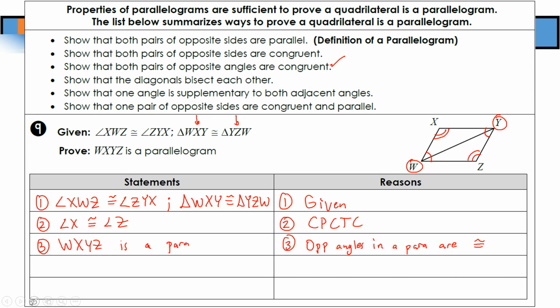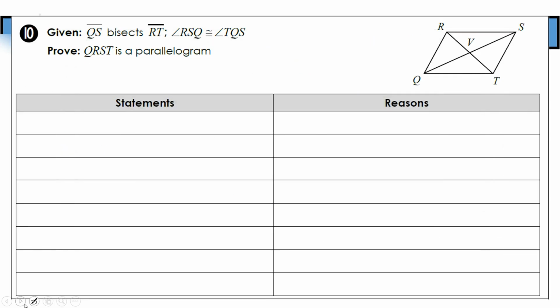Awesome. Let's go ahead and flip the page. This will be our final example. Let's begin by marking the diagram. First, we're told that QS bisects segment RT. So we know that RV is congruent to VT. We're also told that angle RSQ is congruent to angle TQS. So RSQ, that's this angle here, congruent to angle TQS. That would be this angle right here. And we're asked to prove that QRST is a parallelogram.